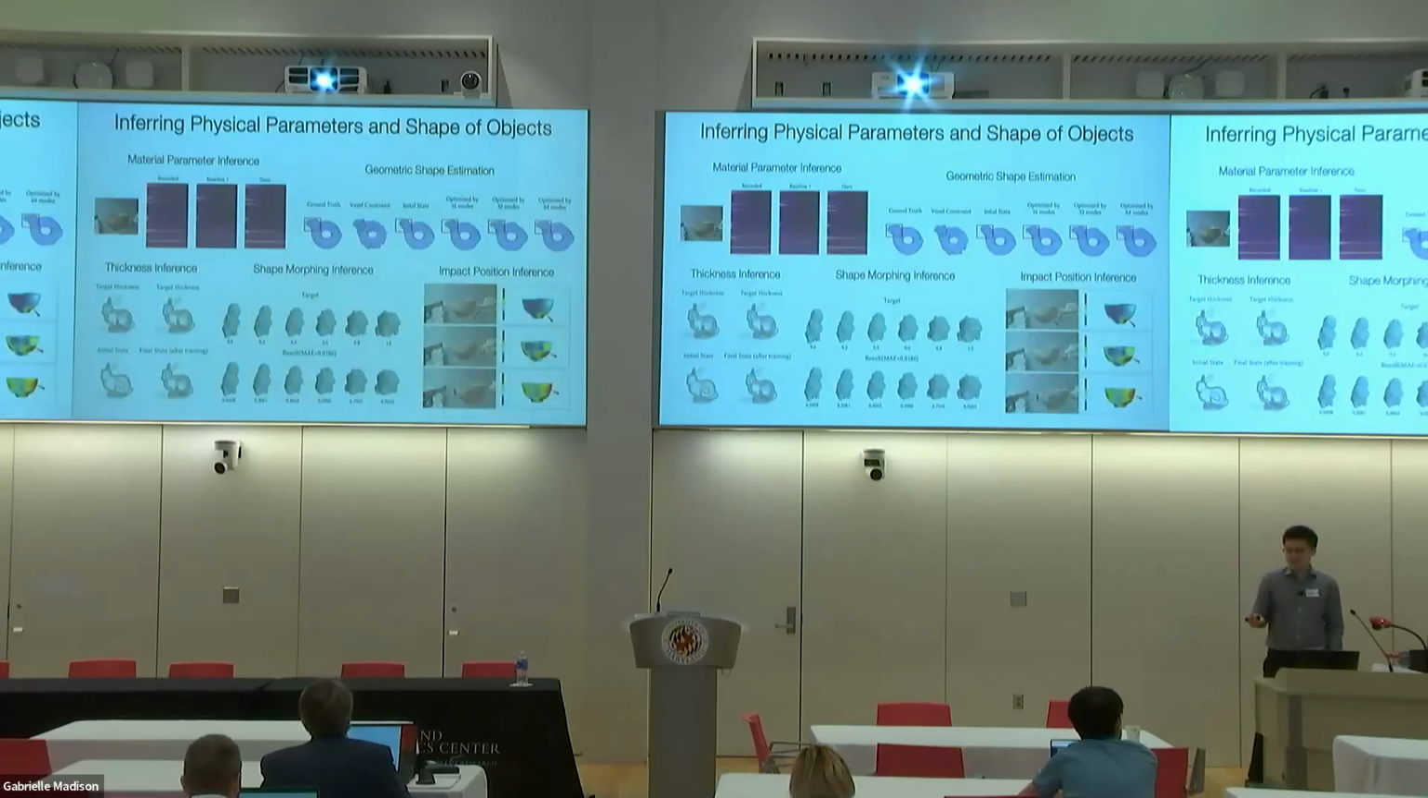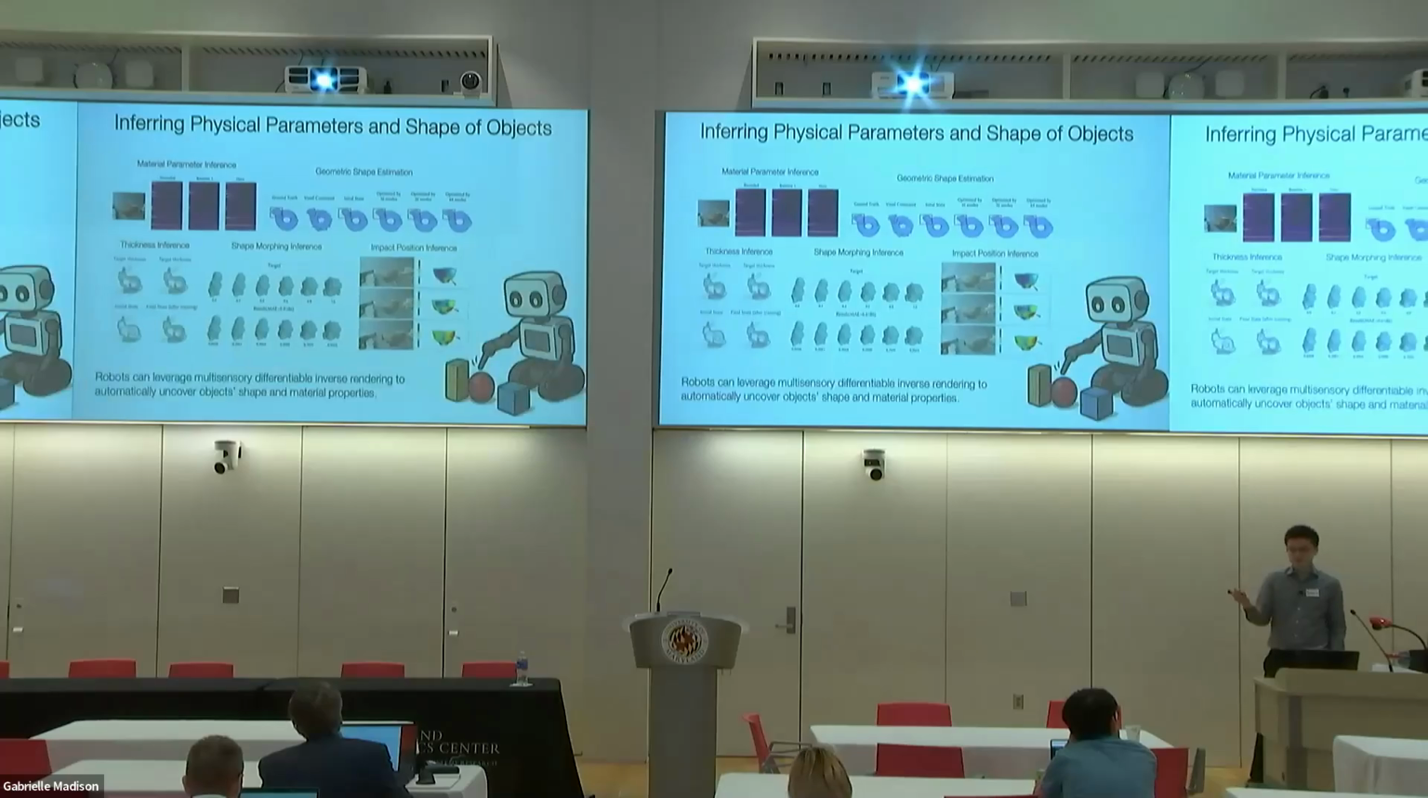And after using this framework, we can then use it to infer physical properties and shapes of real-world objects, right? We show that we can do different types of inference tasks leveraging this real-to-sim framework. We can infer their material parameters, their geometric shape, and some impact positions, etc. And imagine how this can be useful for robotics. Imagine robots can navigate and also interact with objects in the real world. It'd be great if they can, in a fully differentiable way, automatically uncover the object's shape and the physical properties, which can be very useful for downstream manipulation tasks.